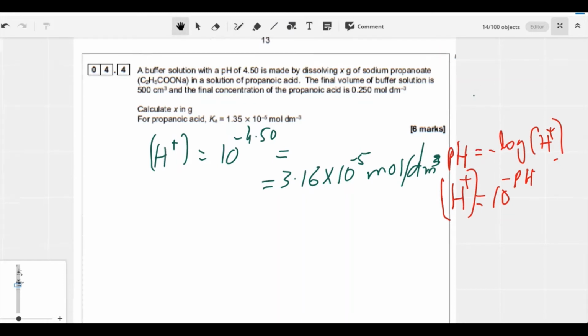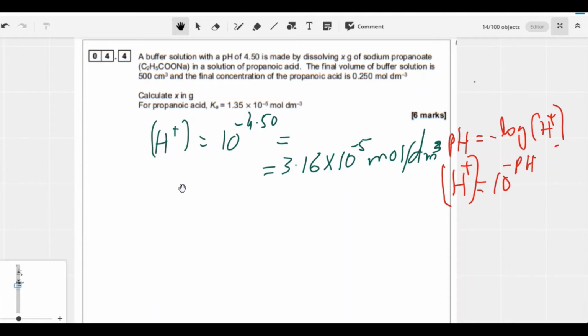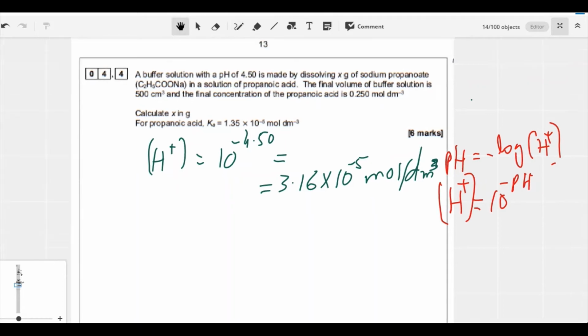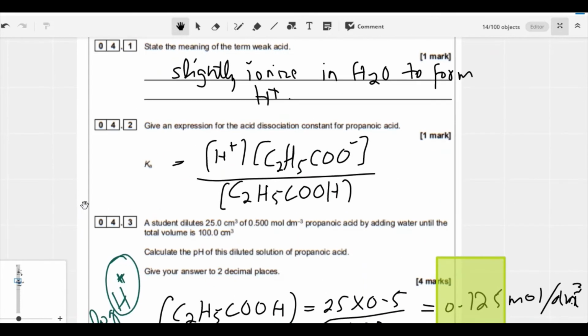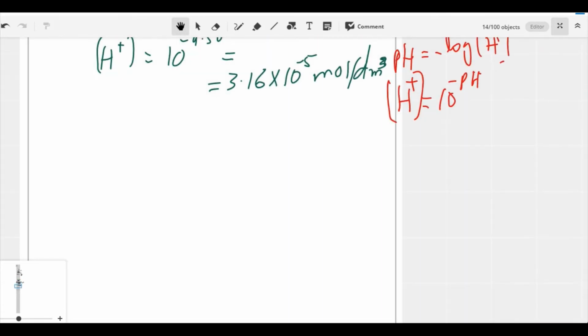Now the next one, the second step, you need to find the propanoate ion. As you know, like we already did, Ka is equal to H positive times C2H5COO negative divided by C2H5COOH. So you need to multiply Ka times propanoic acid concentration divided by hydrogen ion concentration, which is equal to the propanoate ion concentration.